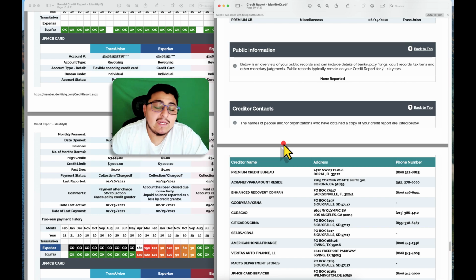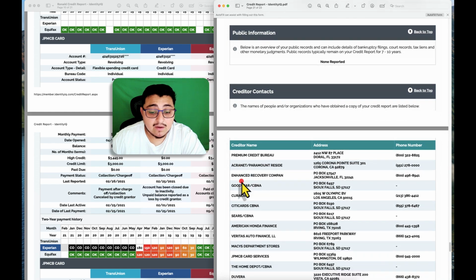Also, another thing is that any company that reports an account to the credit bureau, good or bad, has to provide obviously their business name and some form of communication so you are able to communicate or dispute the account directly with them.